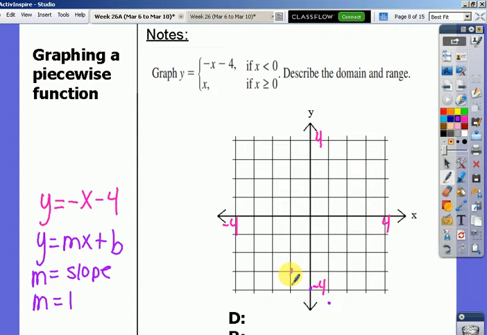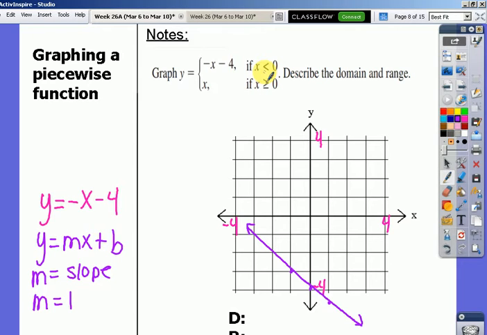All right. Now here's the hard part. So you're going to graph the line as normal. Like that. Now, what does the restriction do? It says that that line is true if and only if what? What does the top say? If x is less than 0.